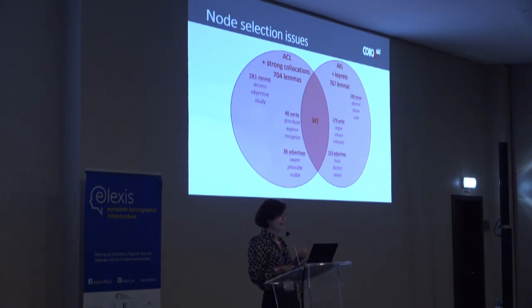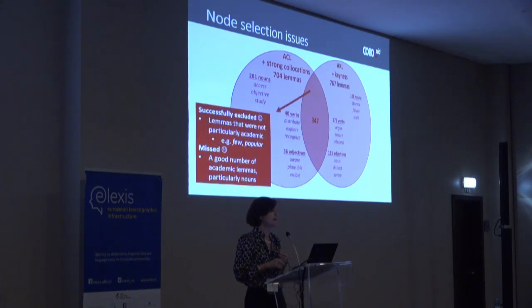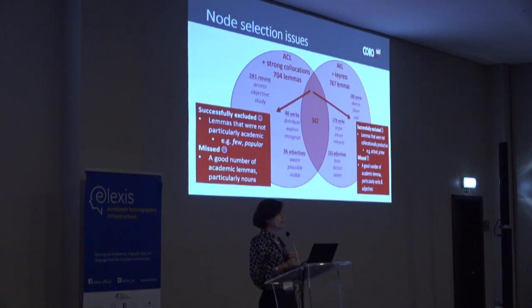To summarize, when we analyze what we left out from our intersections, we found that we successfully excluded lemmas that were not particularly academic by looking at the academic keyword list. But we also missed a good number of academic lemmas, particularly nouns. On the other side, we were able to successfully exclude lemmas that were not particularly productive in terms of collocation, things like actual, prime. But on the other hand, we missed a good number of academic lemmas, particularly verbs and adjectives. So the collocation list has a bias towards nouns.